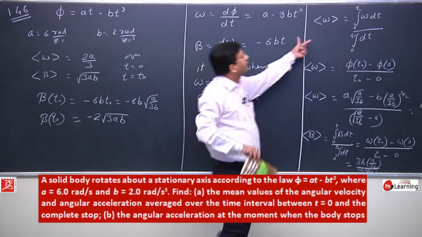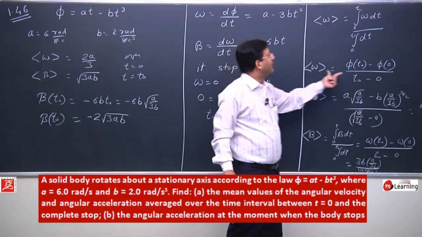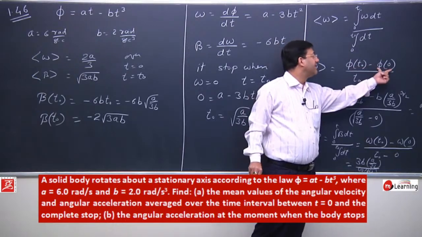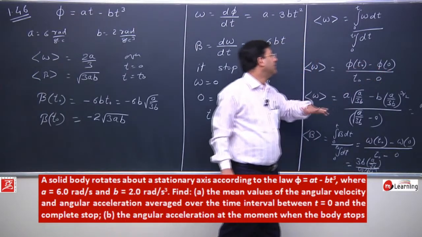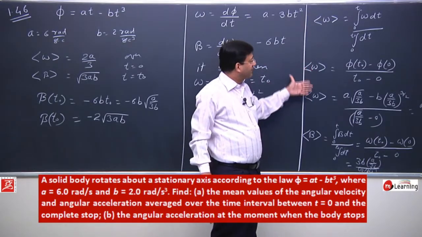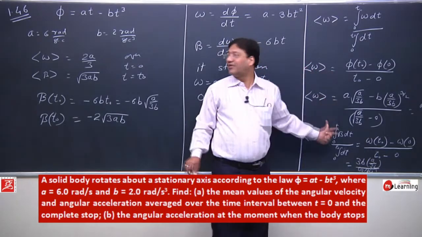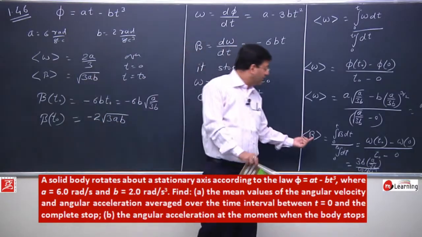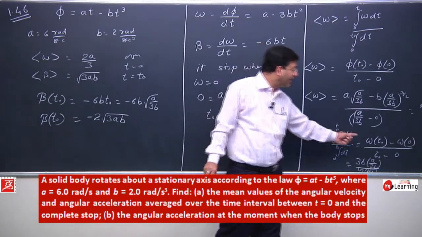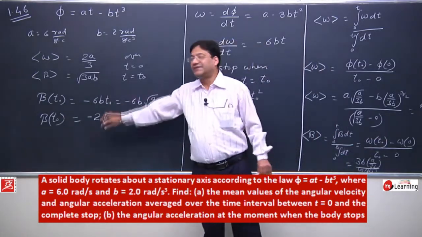Mean of angular velocity. This is the basic definition, and mean of angular velocity can also be written in this manner: final angular displacement minus initial angular displacement upon final time minus initial time. I may write mean angular velocity by any of these two definitions, and I applied this definition in order to get mean angular velocity. This is the answer. Angular acceleration, in the similar manner I can define it like this, or I can define it like this, and I substituted the values and got the answer. Please note it.